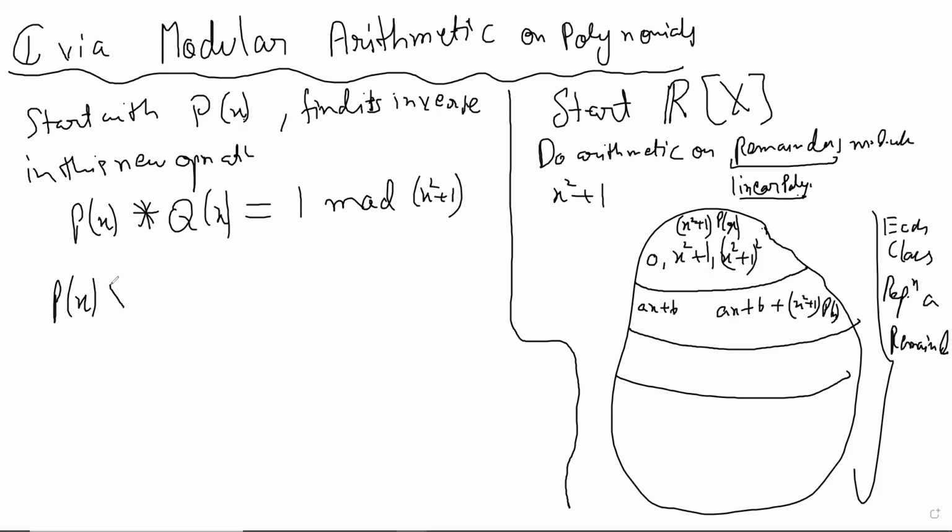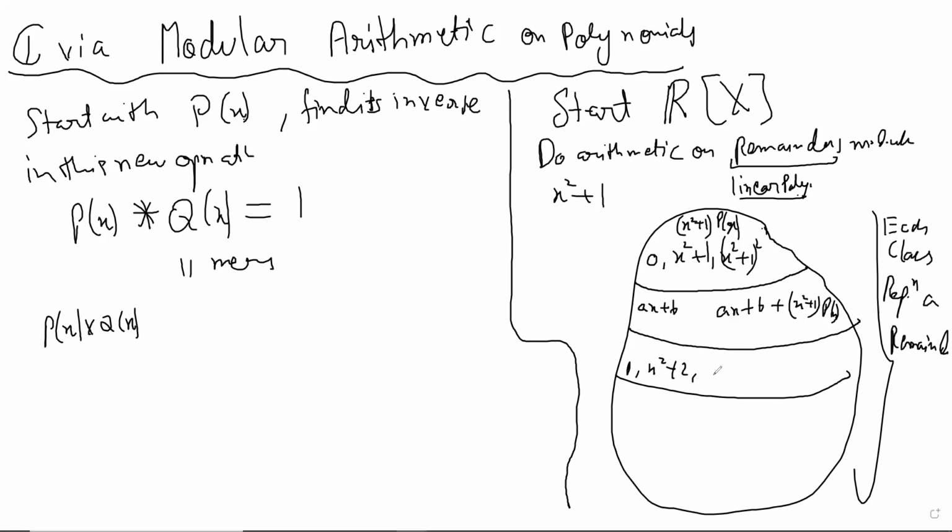It means that this p(x) times q(x). Maybe I should just not rush too much. This equal to 1 means that you're doing the usual multiplication, right? That's what it means. You do the multiplication and then you end up in the class of 1. The class of 1 is somewhere here where we have 1, we have x squared plus 2. Those things that leave remainder 1, right? You should end up in that class.